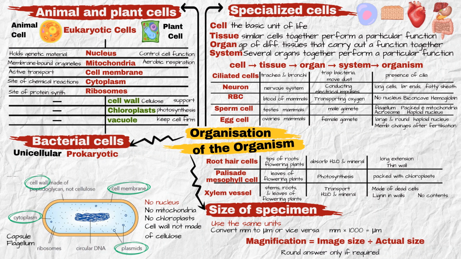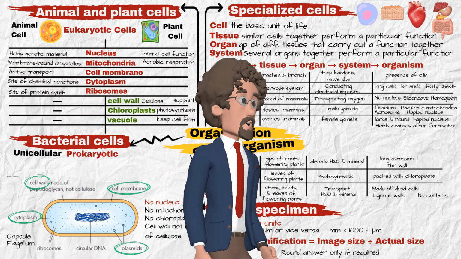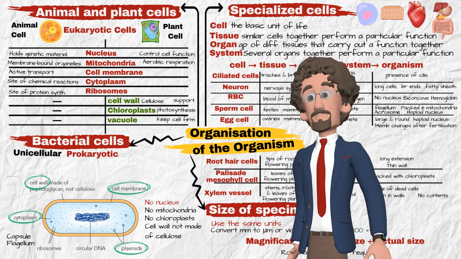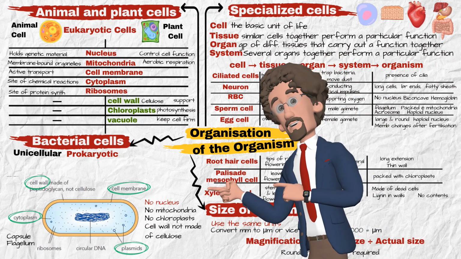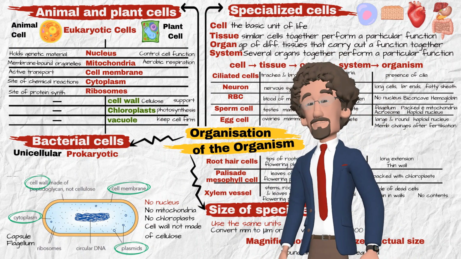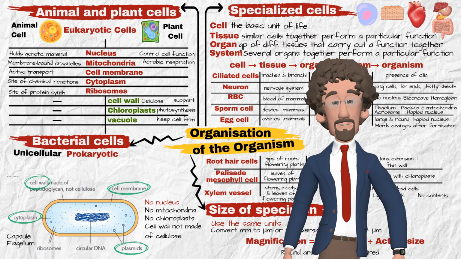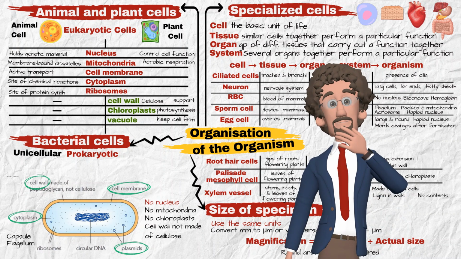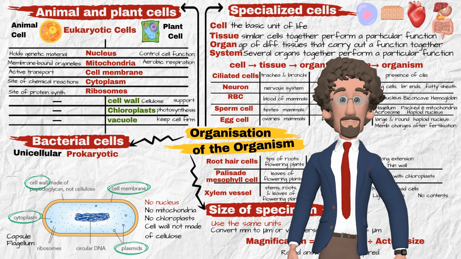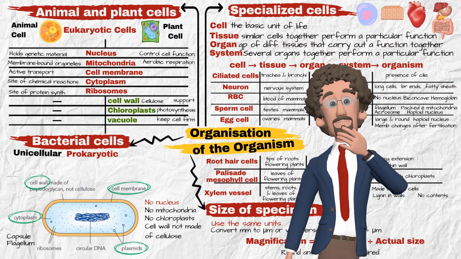And that's the end of Chapter 2, Organization of the Organism, fully covered from the Paper 2 point of view. We didn't just memorize, we understood how the exam thinks. From cell structures to specialized cells, to the difference between cell, tissue, organ, and system, all the way to calculating magnification, which comes up again and again. All of this comes back in MCQs, so go over it as many times as you need.